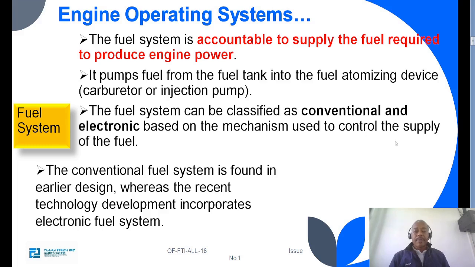The fuel system. The fuel system is accountable to supply the fuel required to produce engine power. It pumps fuel from the fuel tank into the fuel atomizing device, such as carburetor or injection pump. The fuel system can be classified as conventional and electronic based on the mechanism used to control the supply of the fuel. The conventional fuel system is found in early design, whereas the recent technology development incorporates electronic fuel system.